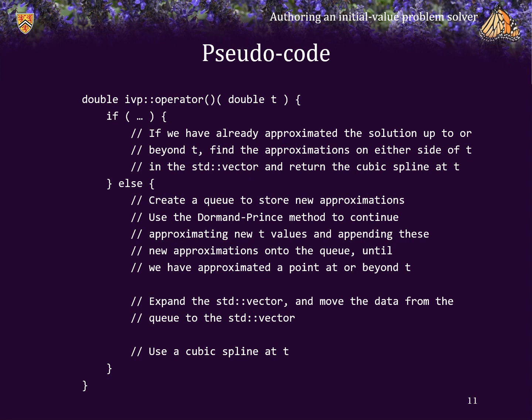Once we have calculated this, we know exactly how many new points there are, and so we will expand the vector class to include these additional points, and then we will copy the data from the queue to the standard vector class. This ensures that all operations are as cheap as possible. Having done so, then we will once again use a cubic spline to evaluate the approximation at the argument t.